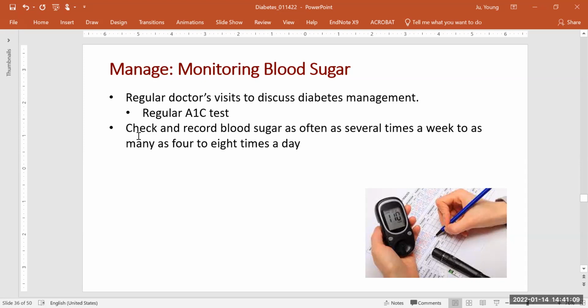Frequent monitoring of blood sugar level is the first step of management for many diabetic patients. Depending on the treatment plan, an individual may check and record blood sugar level as often as several times a week to as many as 4 to 8 times a day. Careful and consistent monitoring is the only way to manage blood glucose level within the targeted range.